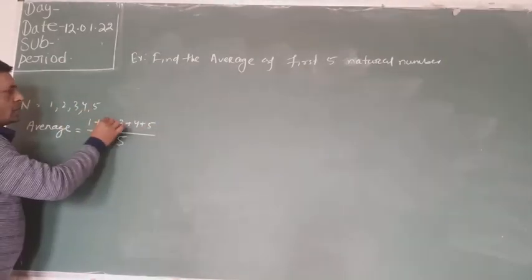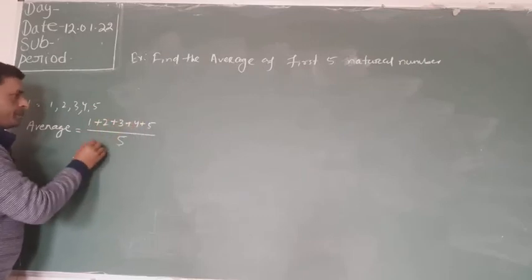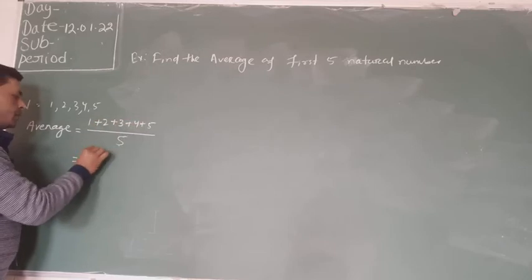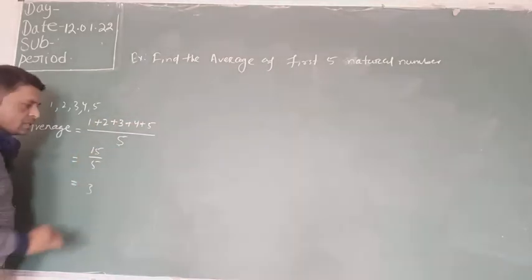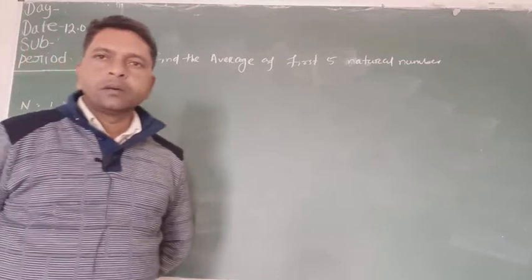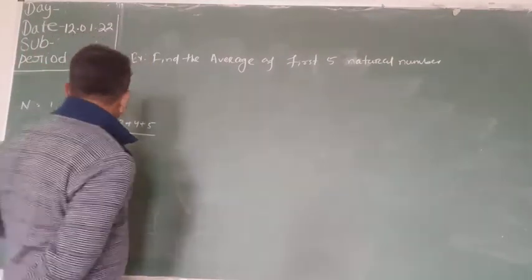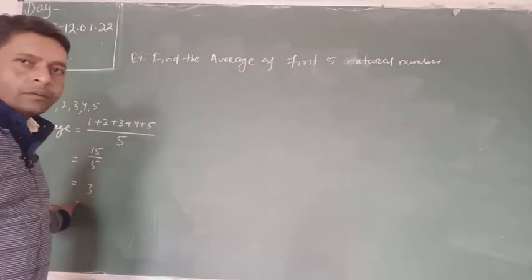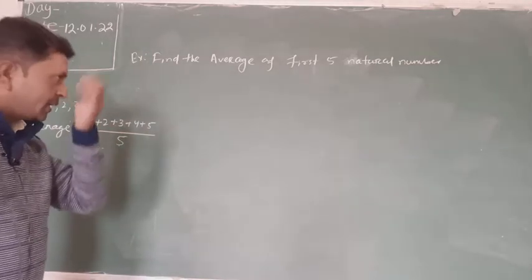So this is 1, 2, 3, 4, 5, the sum is 15, divided by 5, and the answer is 3. Okay, so this is the mathematical process, and this is how we can represent it in a flow chart.